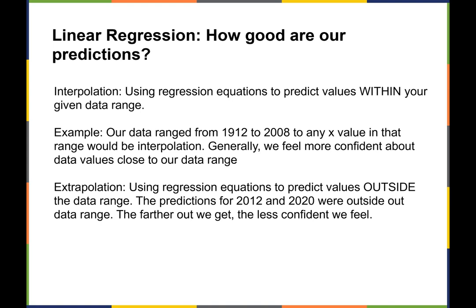Well, first of all, let's talk about the vocab word interpolation. When we use regression equations to predict values within our given data range, it's called interpolation. So our data range was from 1912 to 2008. Any data value inside there, we can feel pretty confident about our model. It's not going to be perfect, but we feel pretty confident about it. Extrapolation is when we use a regression equation to predict values outside of the data range. We could go back before 1912, or we could go on past 2008, which I think was our last one. So these predictions that we made for 2012 and 2020 were outside of our data range, and we feel a little less confident about that. In fact, we feel less confident the farther out we go.